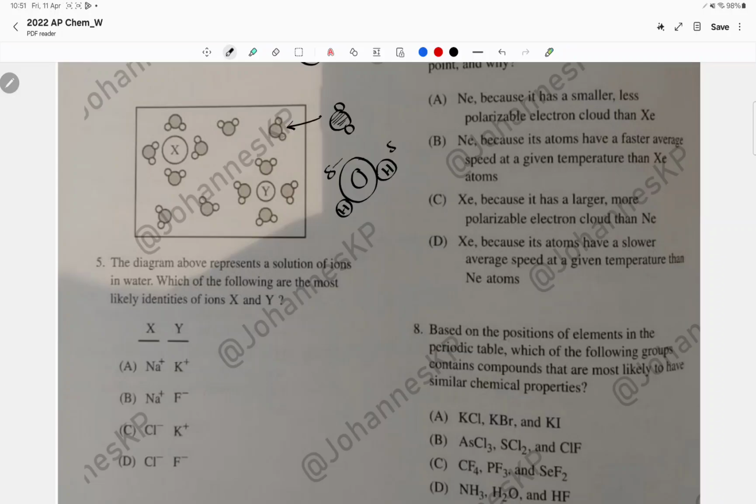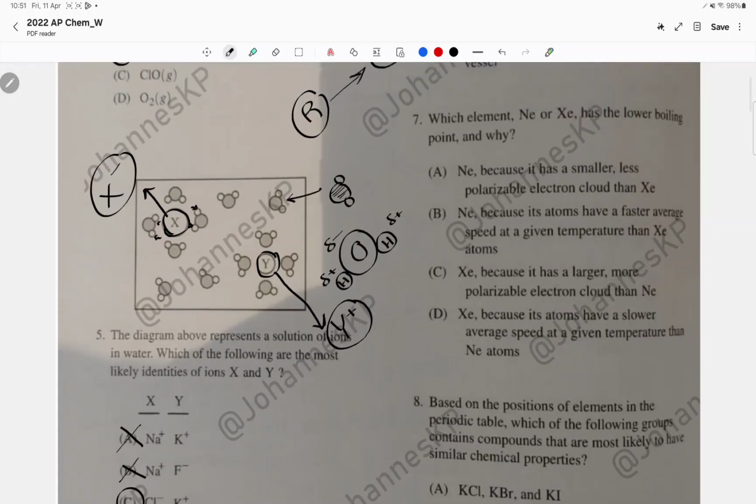O is partially negative, H is partially positive. So if the H is orienting toward the X and H is partially positive, X has to be negative, actually just a negative ion. Okay, just a negative ion. And since the O is orienting toward the Y and O is partially negative, Y has to be a full positive. So Y is positive and X is negative. Okay, so it is going to be choice C. Good.